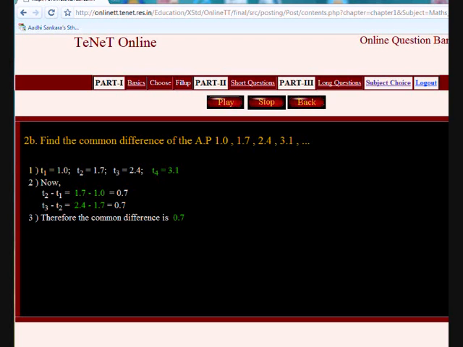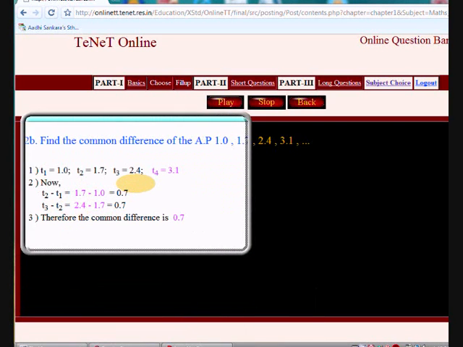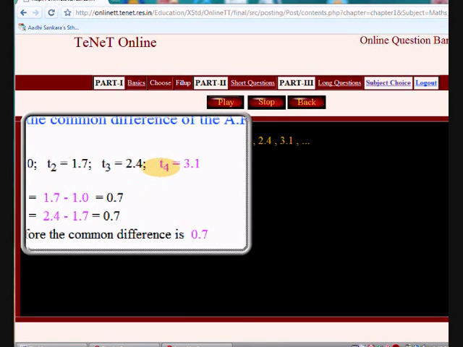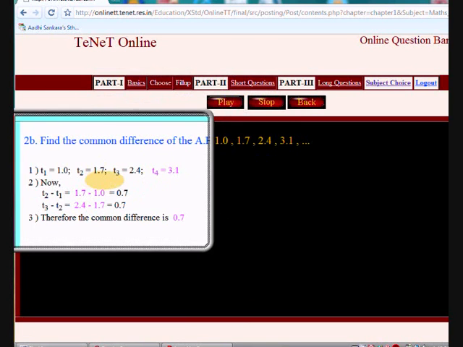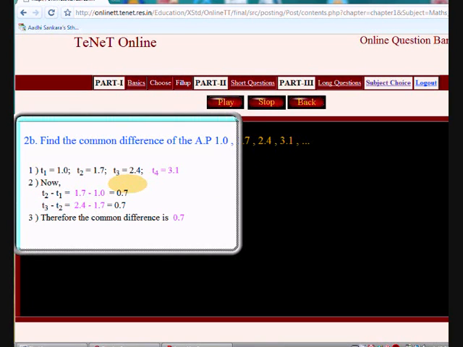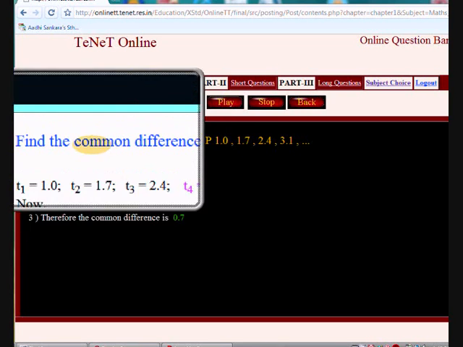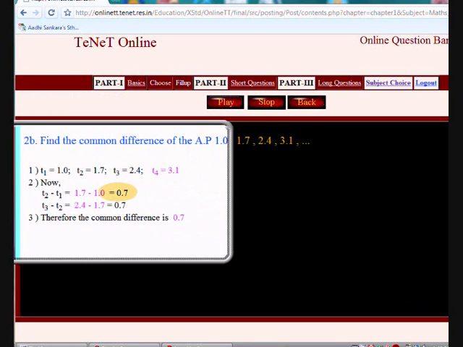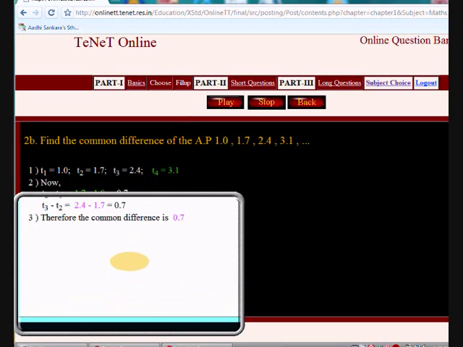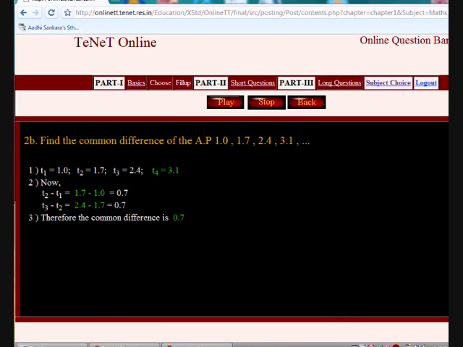Here the sequence 1.0, 1.7, 2.4, 3.1, and so on is an arithmetic progression. That means that a fixed number is added to the immediately preceding term. We have to find the fixed number, that is called the common difference. Here term 1 T1 equal to 1.0, T2 equal to 1.7, T3 equal to 2.4, T4 equal to 3.1.